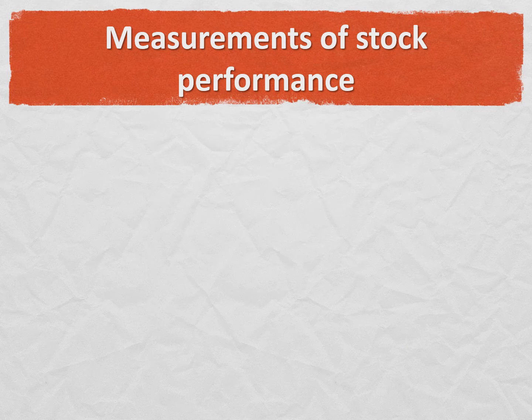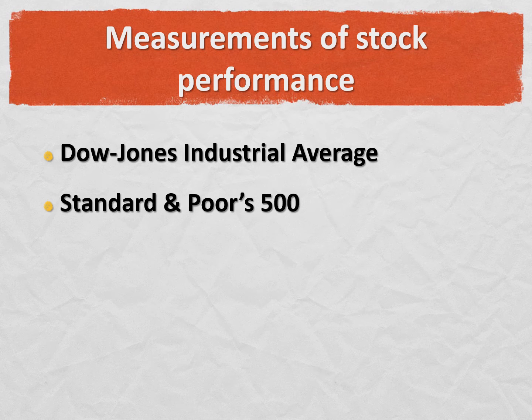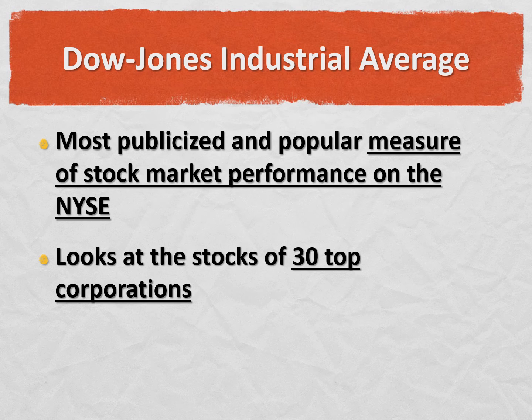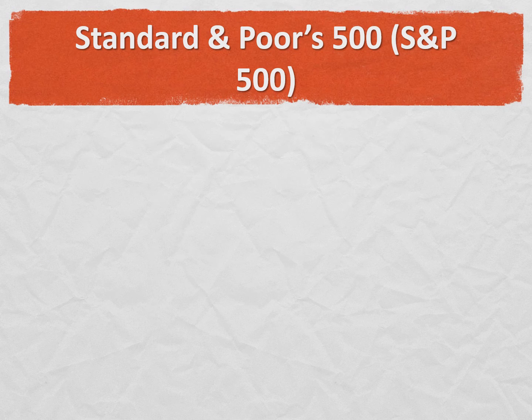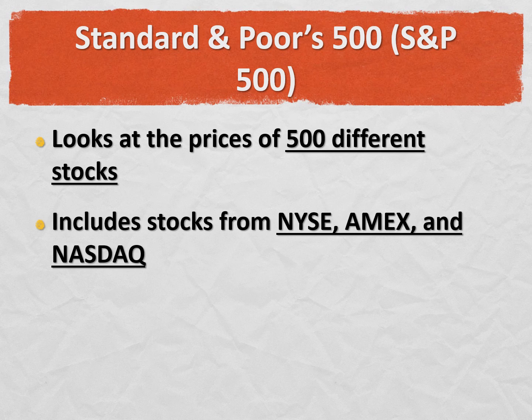We have some ways that we measure stock performance in the first place. So you have the Dow Jones Industrial Average, Standard & Poor's 500, sometimes called the S&P 500, and bull versus bear markets. So the Dow Jones is the most publicized and popular measure of stock market performance on the New York Stock Exchange. So it'll tell you how much is up and how much is down. It looks at the stocks of the top 30 corporations. Standard & Poor's 500, or the S&P, looks at the prices of 500 different stocks, and it includes stocks from the New York Stock Exchange, Amex, and NASDAQ.